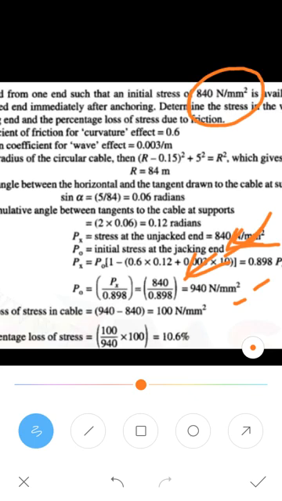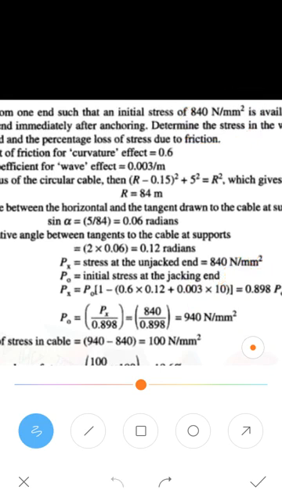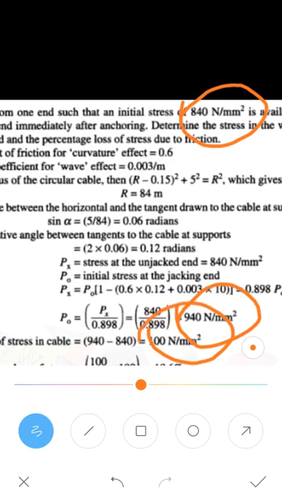So the initial stress will be 940 Newton per mm square. Next is the loss in the stress. One is the initial stress, another is the stress at the unjacked end. If you take the difference between these, you will get the loss of stresses in the cable. Initial stress is 940 and the stress at the unjacked end in the anchorage is 840. So 940 minus 840 gives 100 Newton per mm square, the loss of the stresses in the cable.